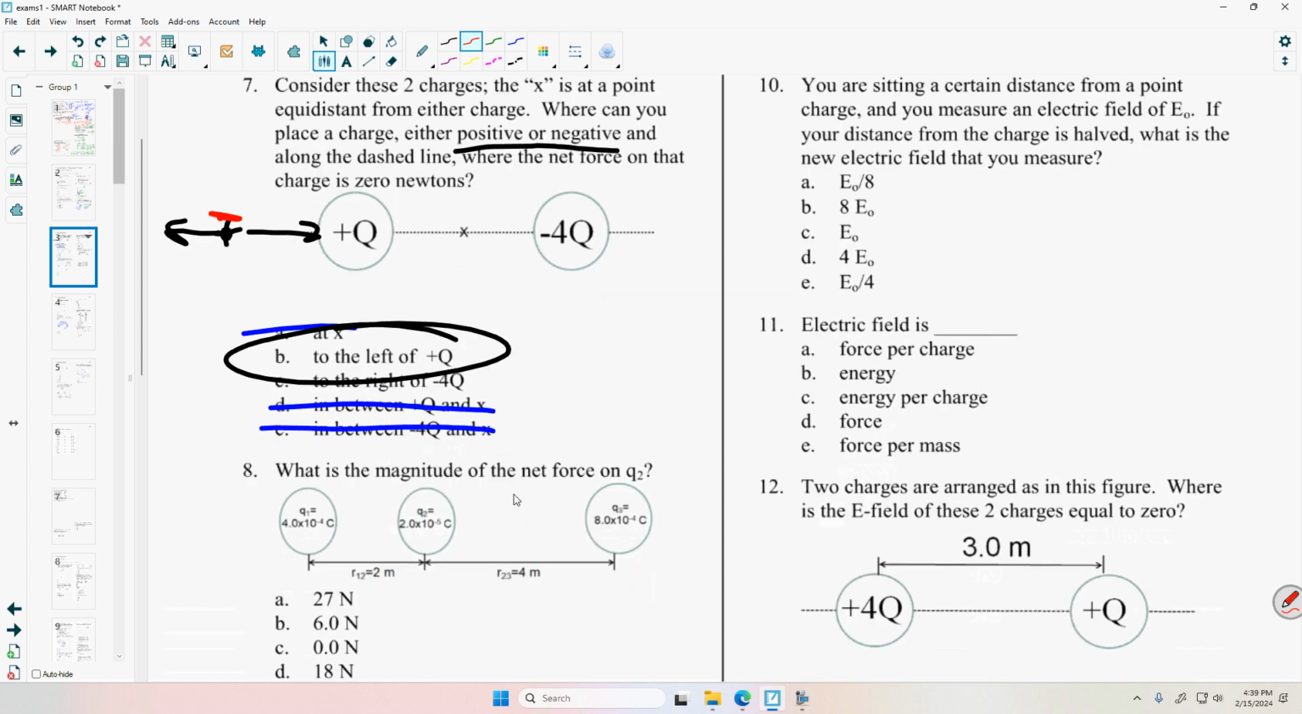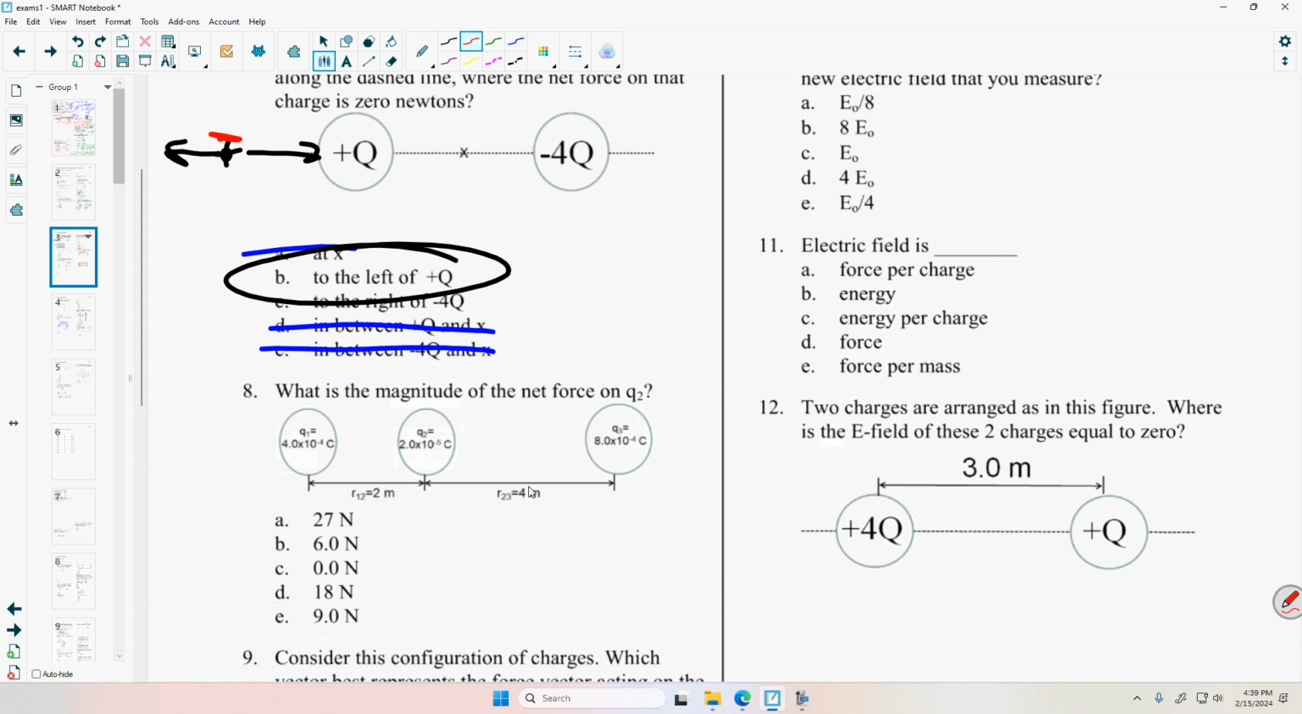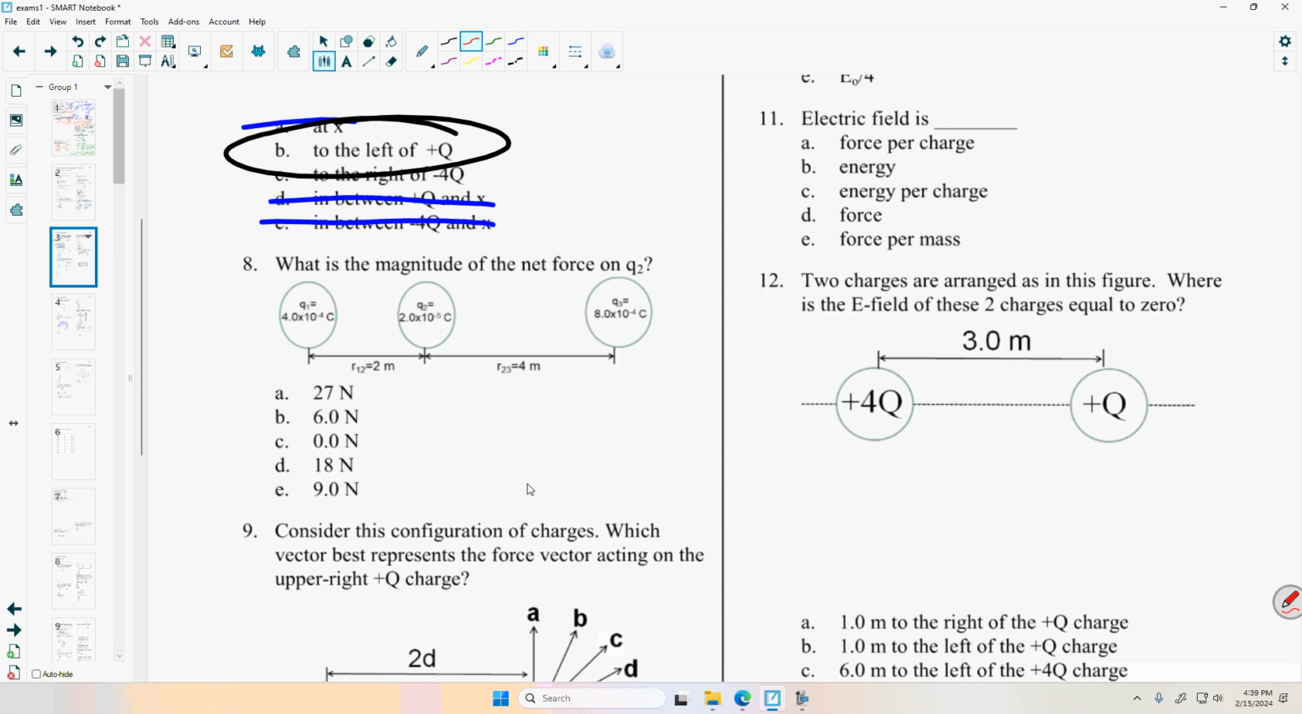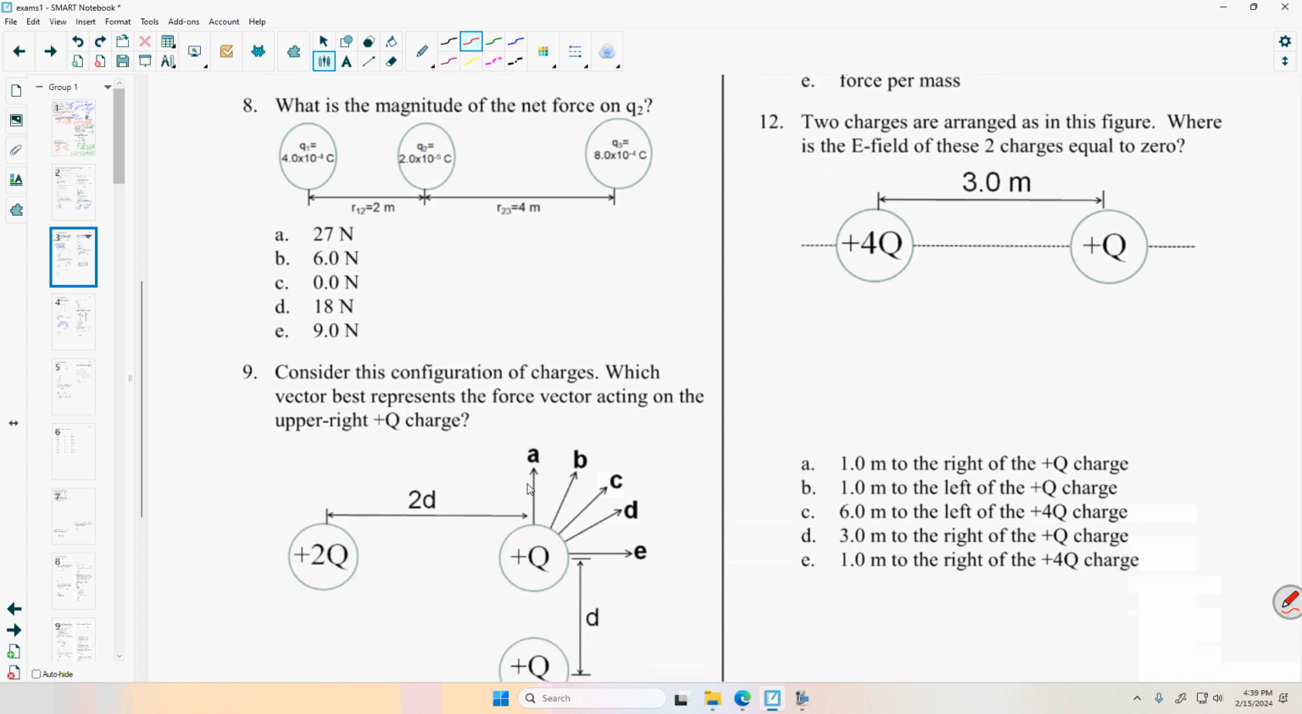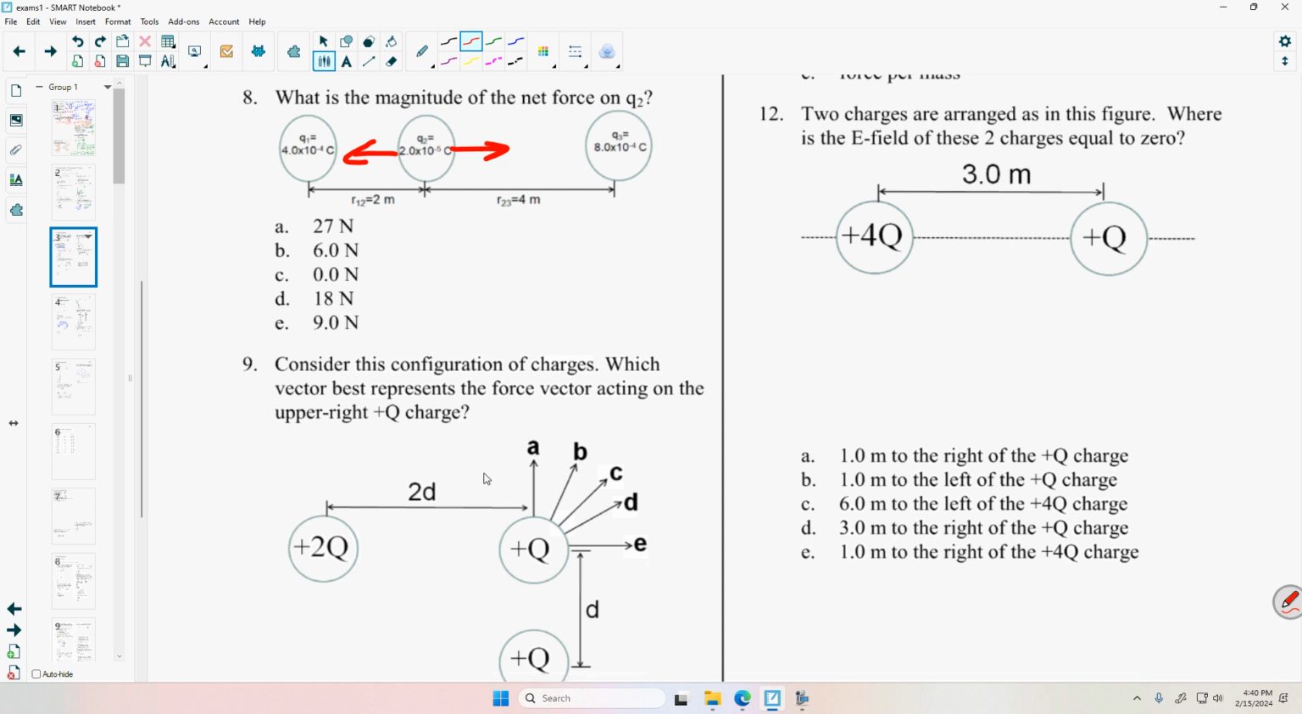Again, this is quick. Y'all pause me if you want me to stop or explain. You're going to have one like number 8 and number 9 for certain, where I just ask you what is the magnitude of the net force on Q2. In this case, I would draw the force vectors. Both of those are positive. One force vector is going to be that way and the other is going to be that way. You calculate the magnitude of each force and then subtract the negative from the positive. You're going to have one like this.